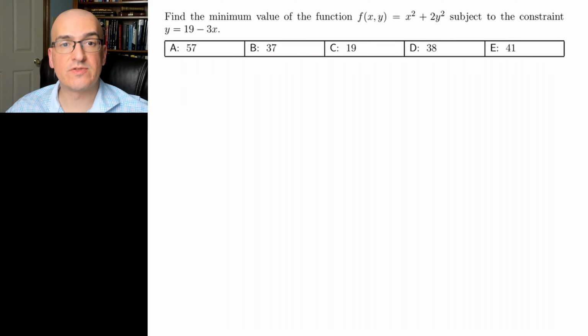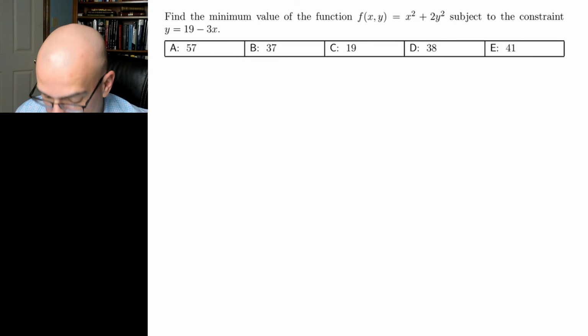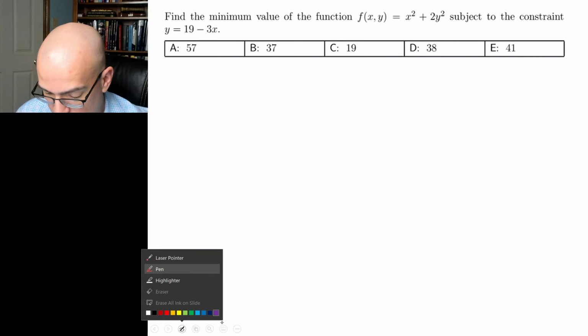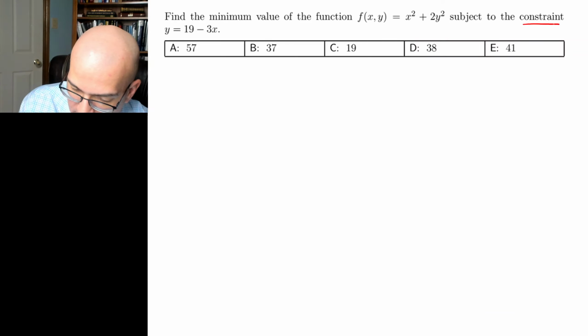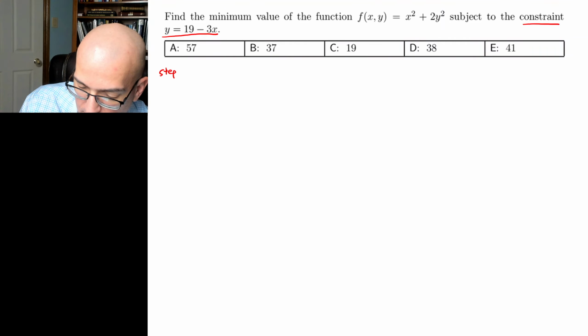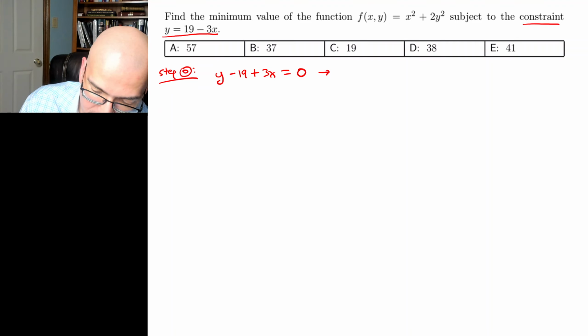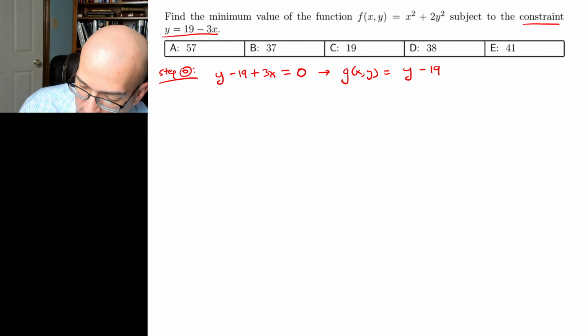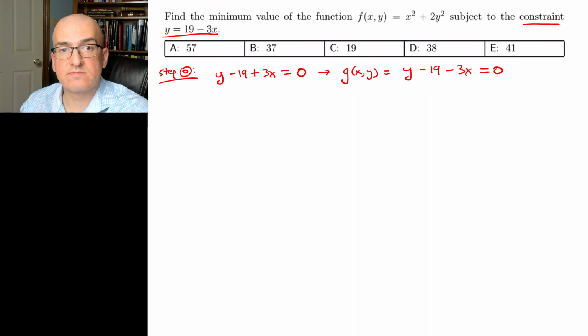I'll let you do that if you want. What I'm going to do is solve this using this new method, and you can compare your answer to this answer, or just trust that it'll work. Okay, constraint has to be rewritten. So step 0. We have y minus 19 plus 3x equals 0. So g of x comma y is equal to y minus 19 minus 3x equals 0. That's all we had to do, subtract everything on the right from both sides.